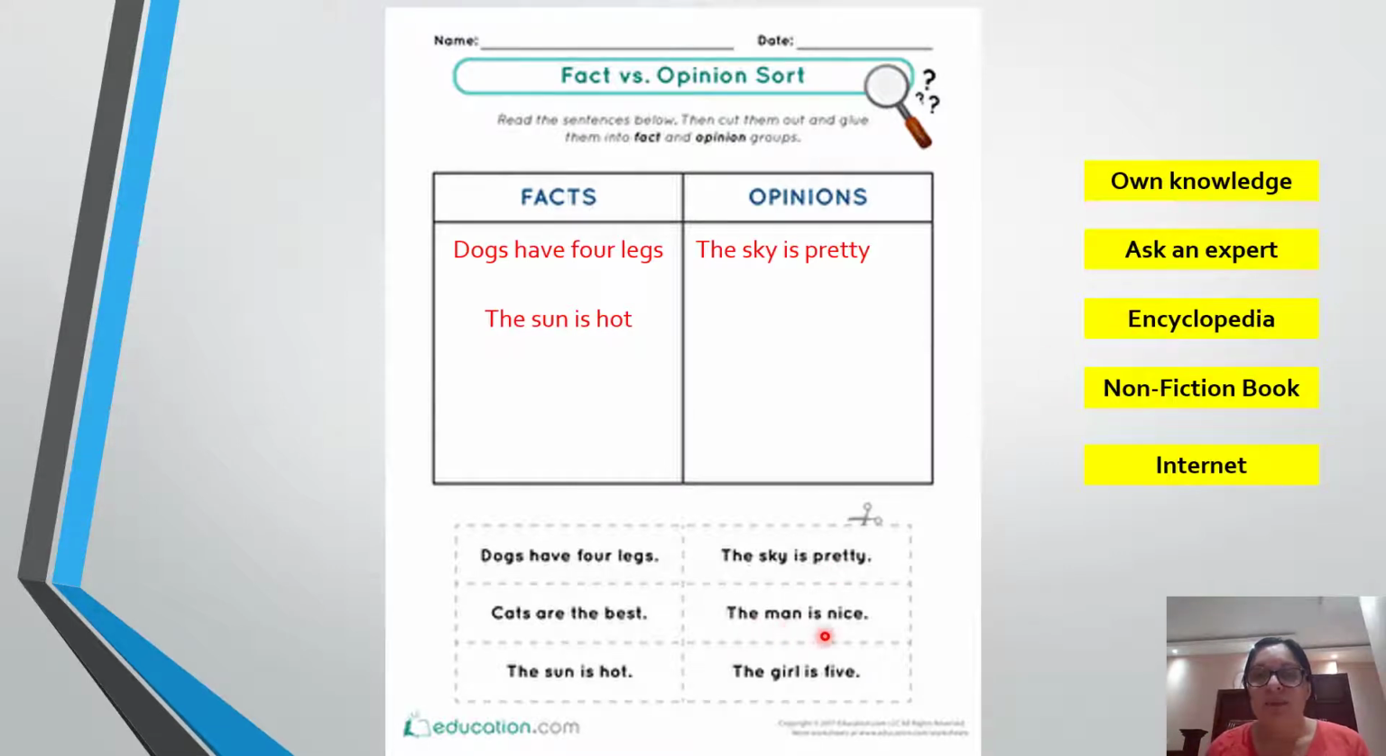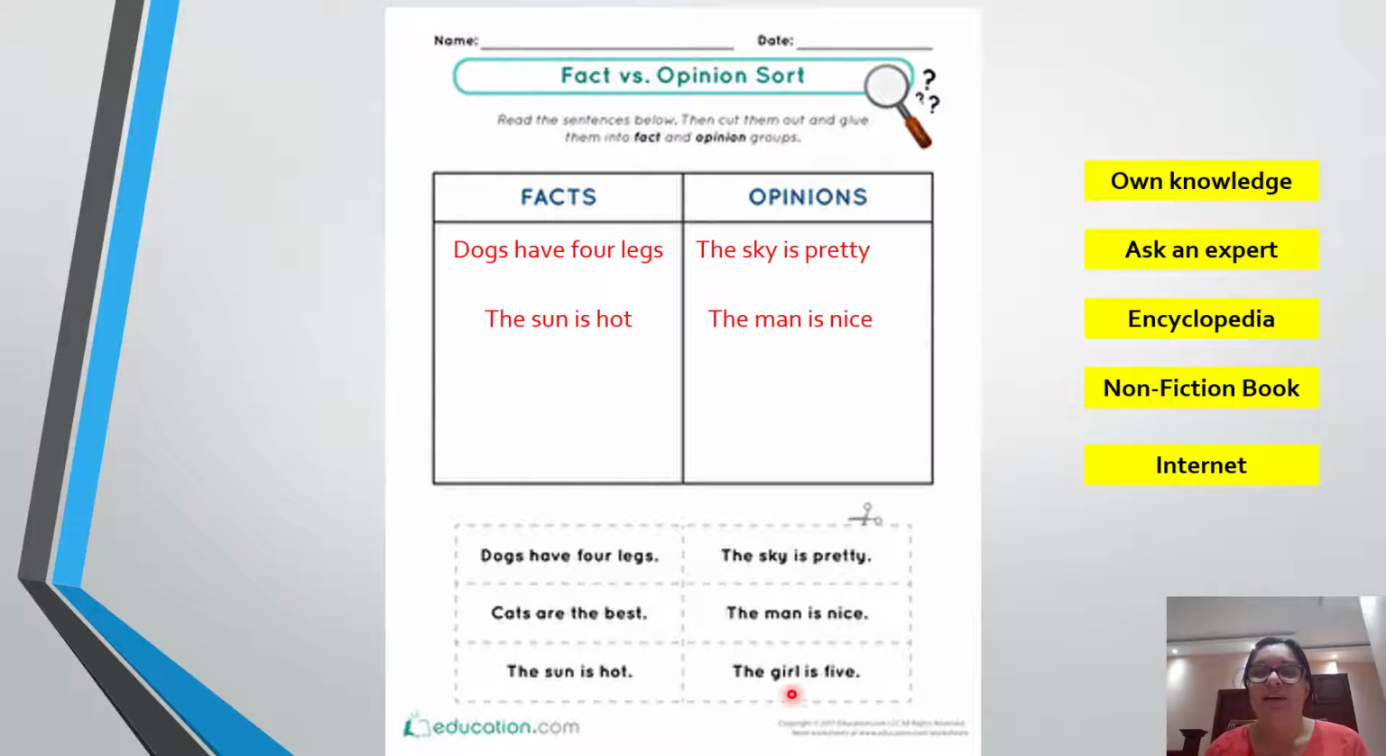Next one, the man is nice. Now is this one. The man is nice. Is it fact or opinion? It is an opinion, because someone can say, no, that man is not nice. That man is very arrogant. Is very indifferent. Is not nice.